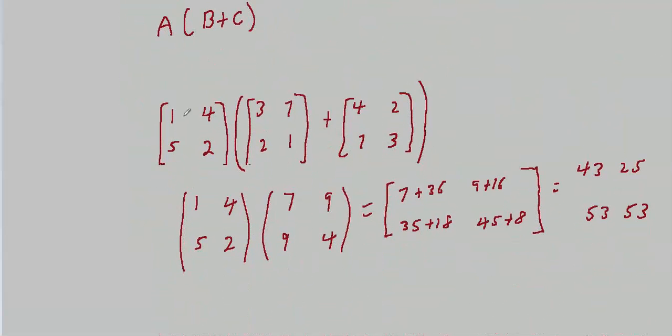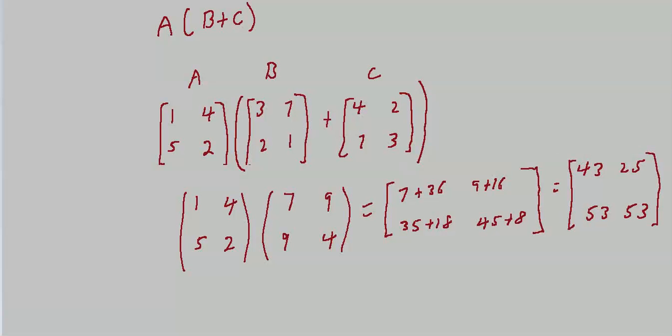Here we have A, and here's B and C again. Well, we add these up, and we get our new result matrix for the sum: 3 and 4 is 7, 7 and 2 is 9, 2 and 7 is 9, 1 and 3 is 4. There's B plus C right here. Multiply it by A, and we get this matrix. And when we perform the additions, 7 plus 36 is 43, this is 25.